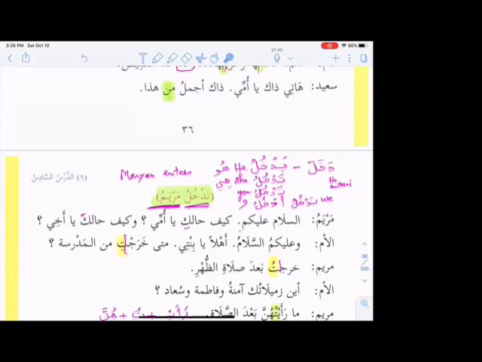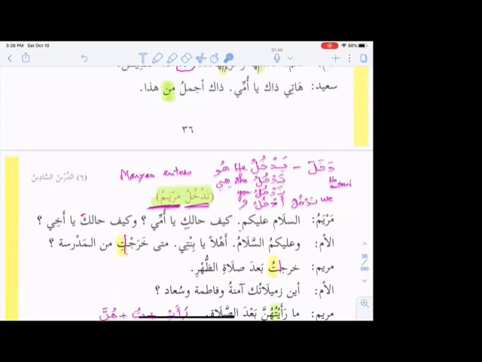Mata kharajta. This is not written, I beg your pardon. Mata kharajta min al-madrasa? When did you come out of the madrasa? Mata kharajti min al-madrasati? When did you come out of the school? Come out. Okay. Kharajtu ba'da Salat al-Zuhri. I came out after the Salat al-Zuhri.